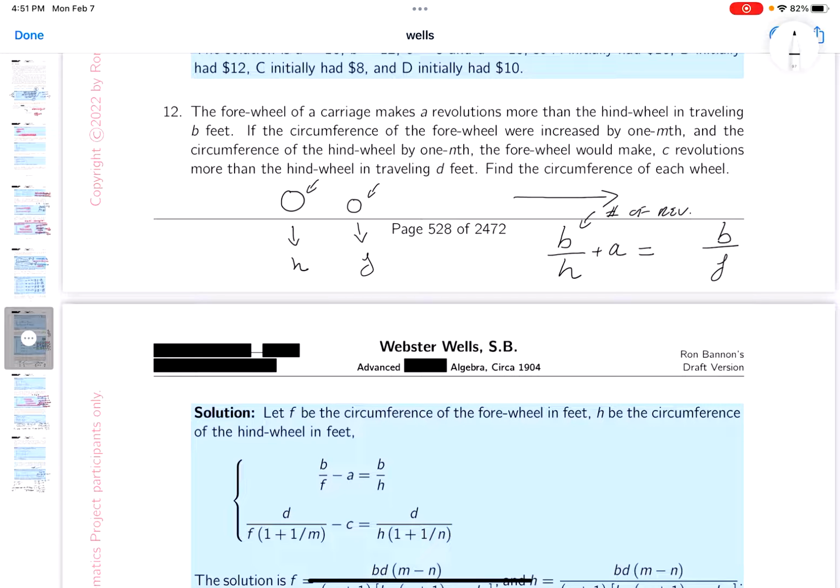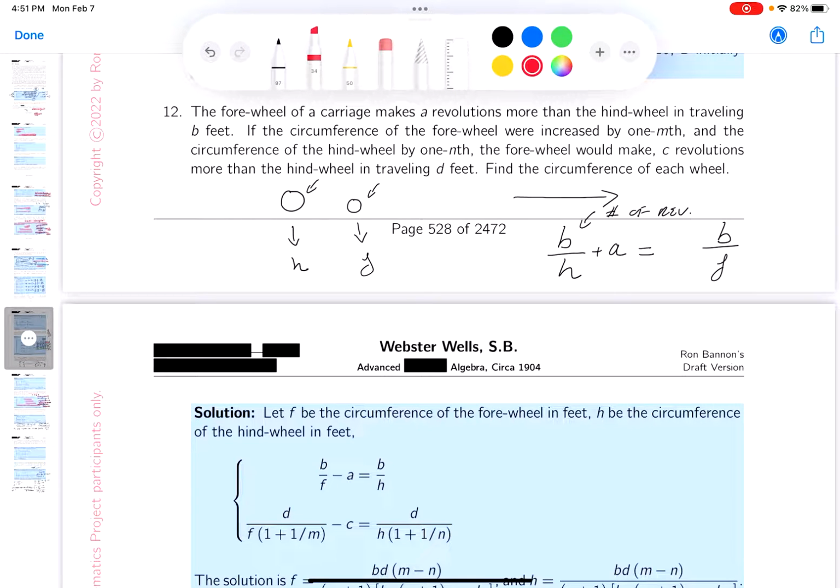Now, someone's going to say, that's all interesting and good, but you have something written down a little bit differently. And I want to point out, I want to go through the key at this point. I'm not done with it, though. But I want to make sure you know that this is written up for you. So it says, let F be the circumference of the forewheel in feet. Well, we talked about that. Let H be the circumference of the hind wheel in feet. And I wrote this down over here. We kind of talked through it. What does B over F stand for? It's the number of revolutions the forewheel makes when it travels B feet forward. What does B over H stand for? The number of revolutions the hind wheel makes when the carriage moves forward by B feet.